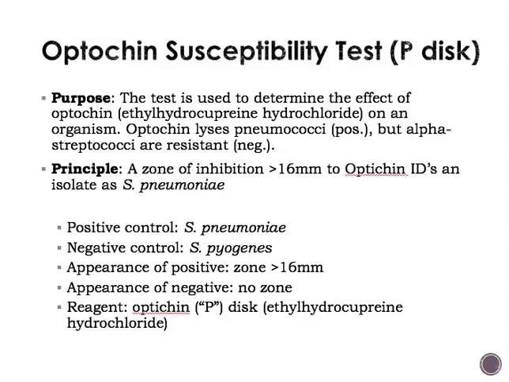Again, every test that we perform in the lab has to have positive and negative controls. We set those tests up in addition to our patient samples just to ensure that our test is working properly. Our positive control organism is strep pneumoniae, our negative control is strep pyogenes. The positive result would be a zone of no growth of 16 millimeters or greater. Negative would be no zone, or anything less than 16 millimeters.